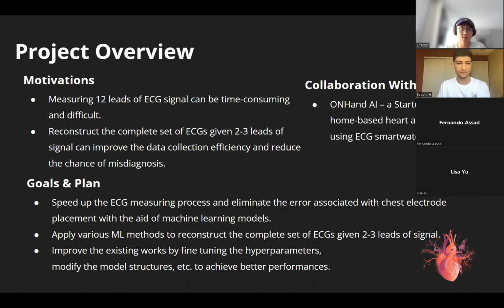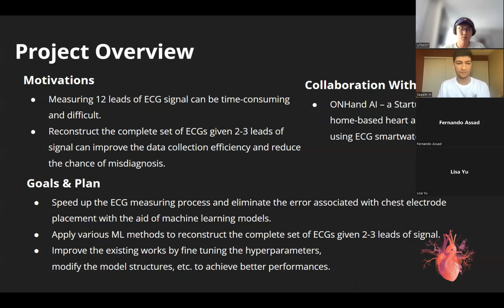But a complete set of ECG signals, which consists of 12 leads, makes it really time-consuming and also quite difficult, because there are studies saying that only 10% of participants, which includes professional participants like doctors, nurses, or technicians, correctly apply all the measuring electrodes. And misplaced electrodes could significantly affect the quality of signals and increase the chance of misdiagnosis. So this is why this project wants to seek a technical solution that could reduce the time and complexity of ECG collection and the risk of misdiagnosis.